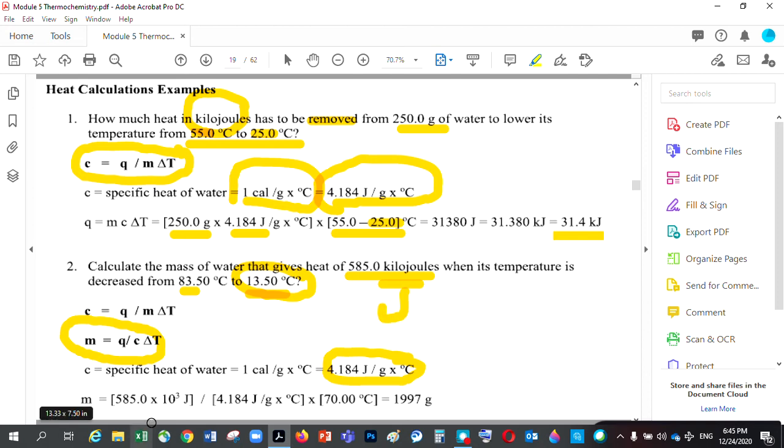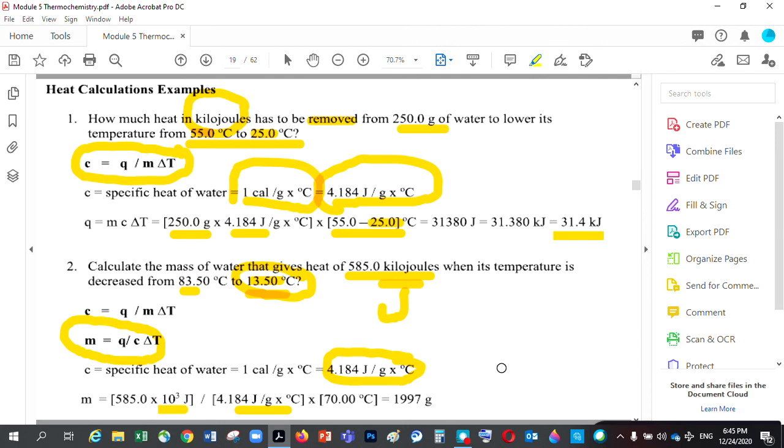So therefore I have to multiply by 1000. I have joules now. I then divide by the specific heat of H2O, and the difference of the temperature from 83 to 13.50 is 70.00 degrees Celsius. Now, as I said, this is the final, this is the initial. The answer has to be negative, but we are not interested in the amount of negative here, because we have to put the negative to begin with.